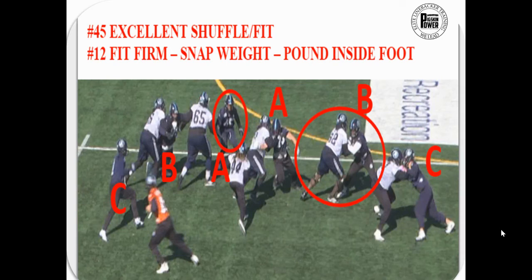So he shuffle fit the A gap. We had a great firm fit out on the front side. There was no pull, so they were able to see direct action. They were able to see a hard read, and that perception allowed them to take proper action. That good shuffle fit, the great fit with firm action, snapping weight against the offensive lineman to deny the drift, pounding the inside foot. Great example of action ball scheme, taking them that right perception, giving them the right action.